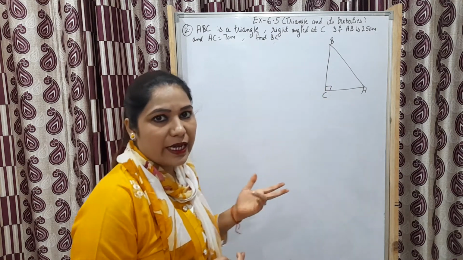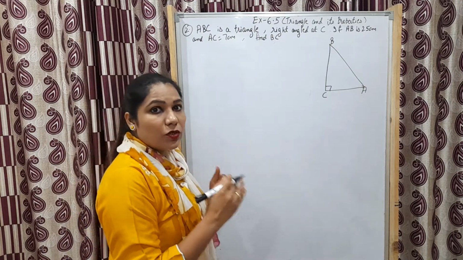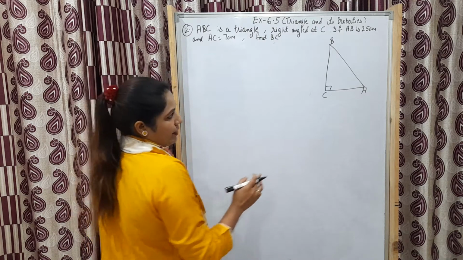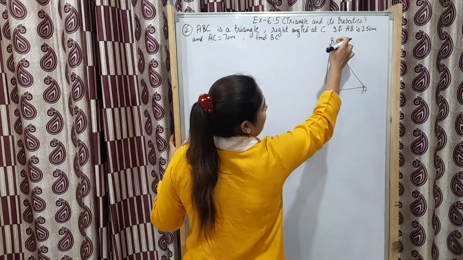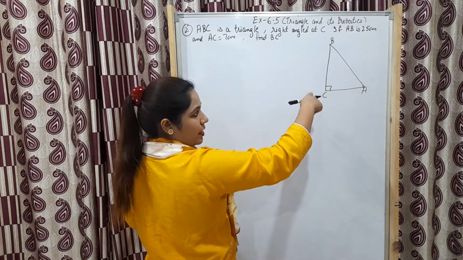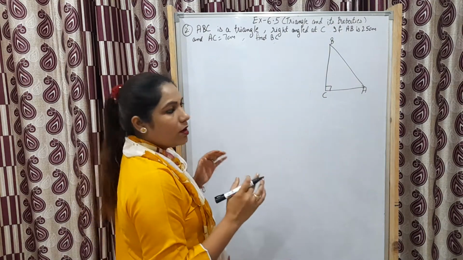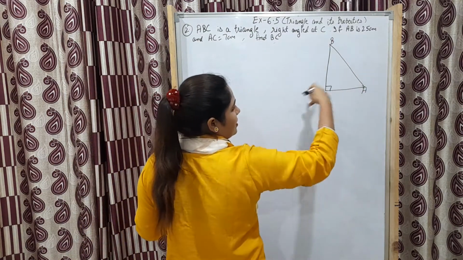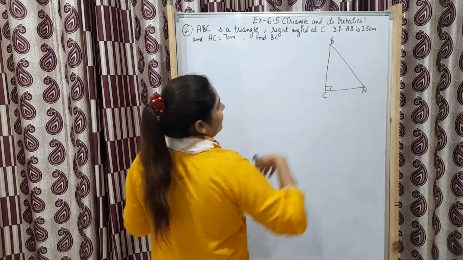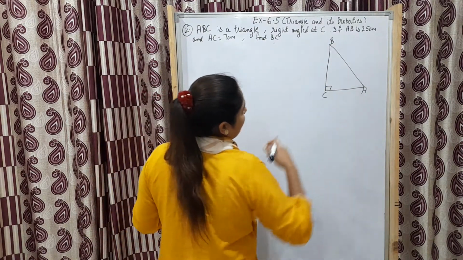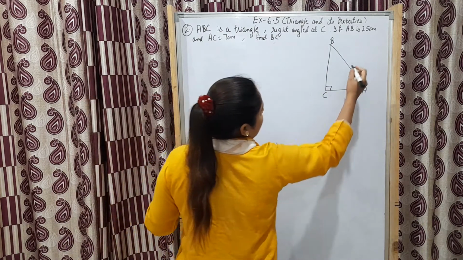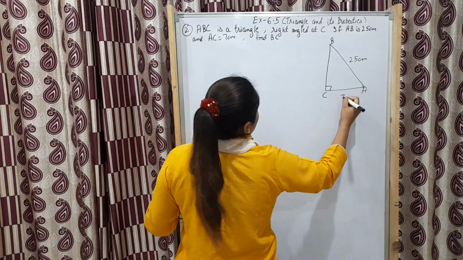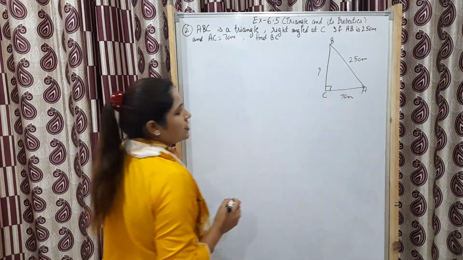Then after that when you give the names, it should be clockwise or anti-clockwise. You can follow any one pattern. If you see here A, B, C, it will move like this. So you have to follow a pattern, whether it's clockwise or anti-clockwise. Now next they are saying AB is 25 centimeter. This is given to you. Then AC is 7 centimeter. You have to find BC.